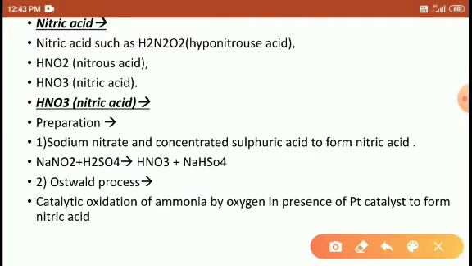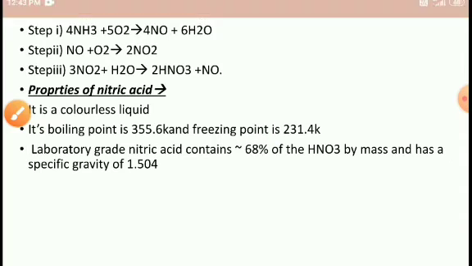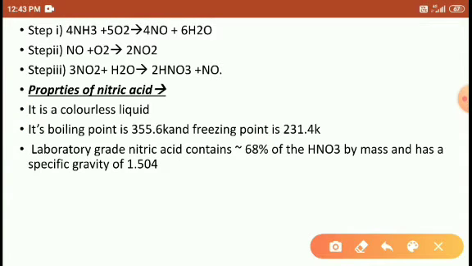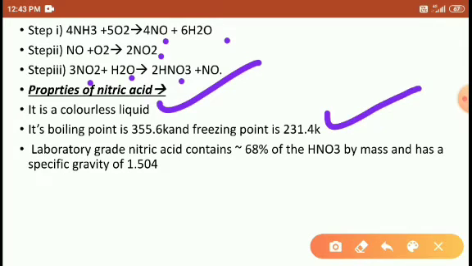It is also prepared by the Ostwald process. It is one of the important processes, students. In step 3, ammonia is treated with oxygen to form nitrogen monoxide. Nitrogen monoxide is oxidized to form nitrogen dioxide. Nitrogen dioxide is treated with water to form HNO3. It is a colorless liquid, boiling point is 355.6 and freezing point 231.4.